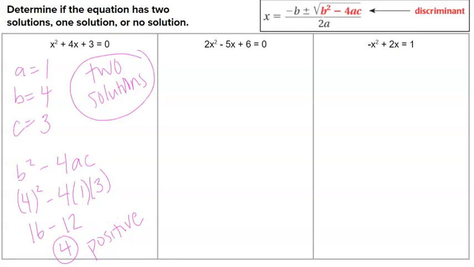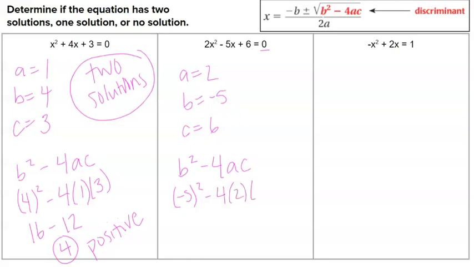All right, so for our next equation, it's in standard form, set equal to 0. We can identify our a, which is 2, our b, which is -5, and our c, which is 6. Plug those values into our discriminant, b squared minus 4ac. So b is -5 squared, minus 4 times a, which is 2, times c, which is 6.